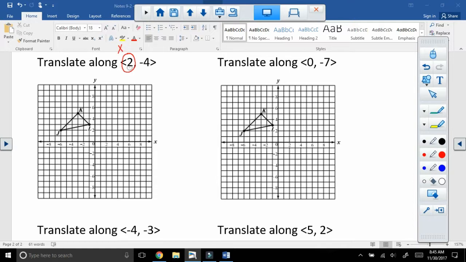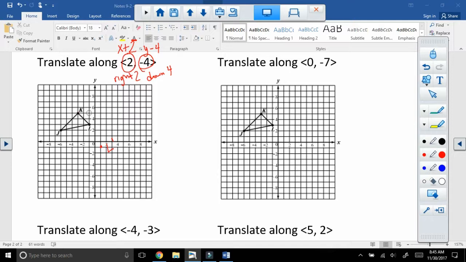So because it's +2, you're going to the right 2, or you can think of it as like x plus 2. The x part of the coordinate, you're just adding 2 to it. And then this one here, it'd be like y minus 4, or that would be down 4. So what I do is I just take each point separately and count to the right 2 and down 4, and then just make sure that you're labeling those.